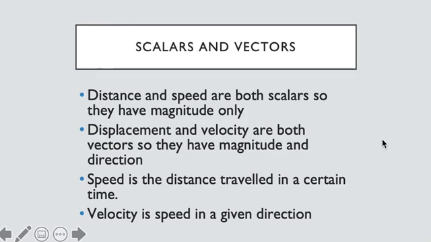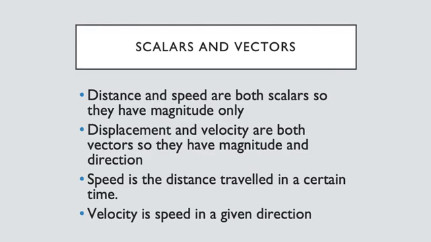So before we move on to looking at the rest of the lesson, we really need to define a few things. We need to know what the difference is between something called scalars and something called vectors. Distance and speed are both scalars, so they have a magnitude only. Distance is how far you go. You can measure it in meters, miles, or centimeters. I can go 50 miles in a round journey back to my house, but I've gone 50 miles. It doesn't matter which direction I've gone. Or I could go 50 miles in a straight line, and I'd still have gone 50 miles. I'd end up 50 miles away from my house.